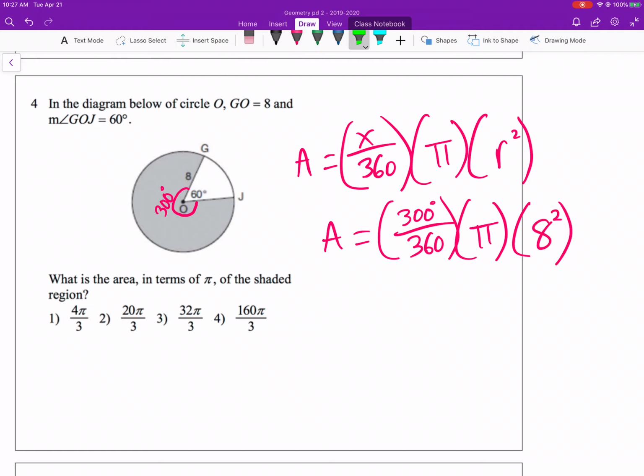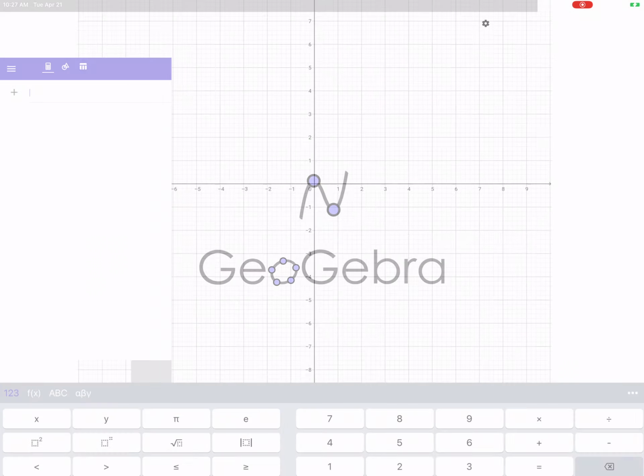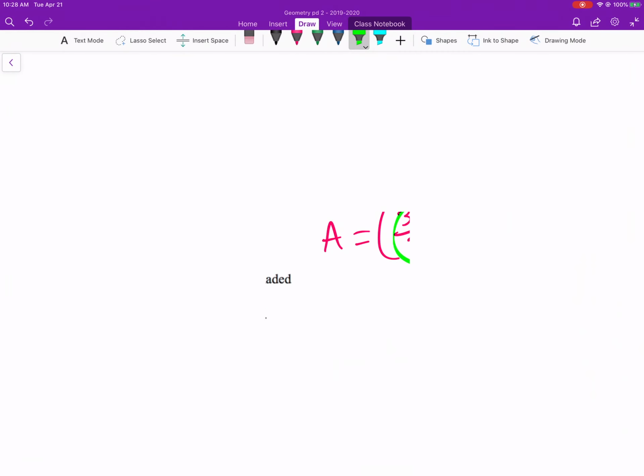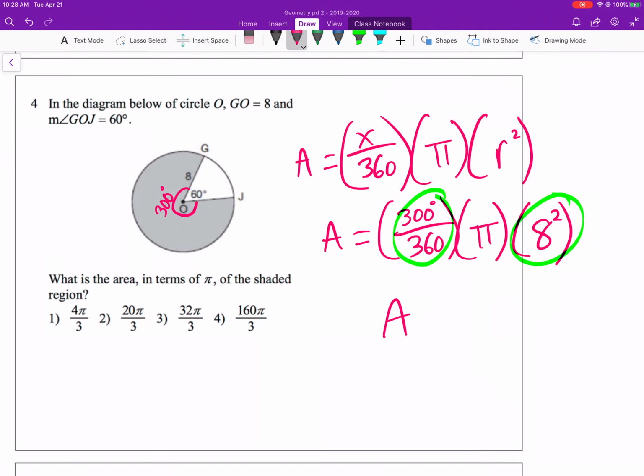And since we're leaving it in terms of pi, we'll just multiply these two pieces in our calculator. So 300 over 360 times 8 squared, and you get 160 over 3, which you can hit on that little purple box to get the decimal version, but they have it in fraction form. So our area would be 160 over 3 pi units squared, which is choice 4.